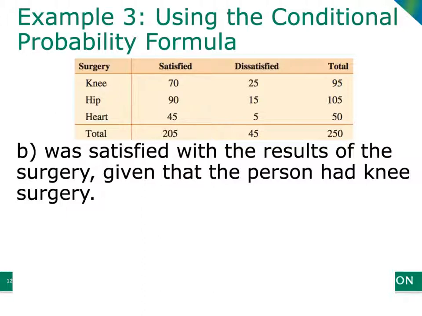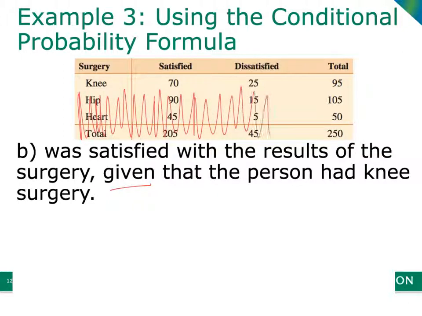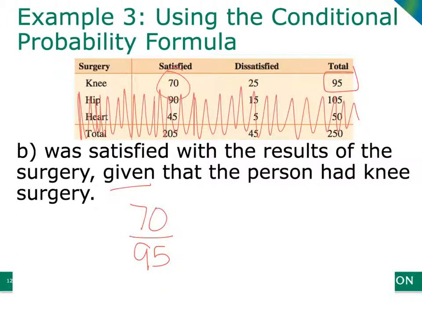They said given. That means they want you to eliminate all of the hip patients and all of the heart patients and focus solely on the knee patients. There was a total of 95 knee patients. Of the 95, 70 were satisfied. Again, you can reduce that by dividing each by 5. The proportion of knee patients that were satisfied was 14 out of 19.